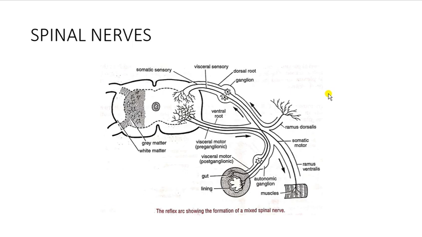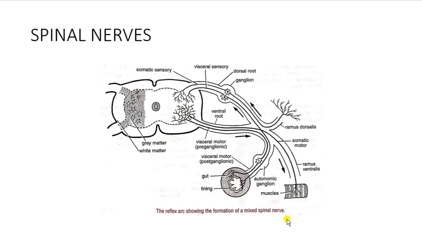The ventral root is composed of somatic motor and visceral motor fibers. Their cell bodies are situated in the ventral part of the grey matter of the spinal cord. The ventral root fibers run through muscles and glands in peripheral tissues.